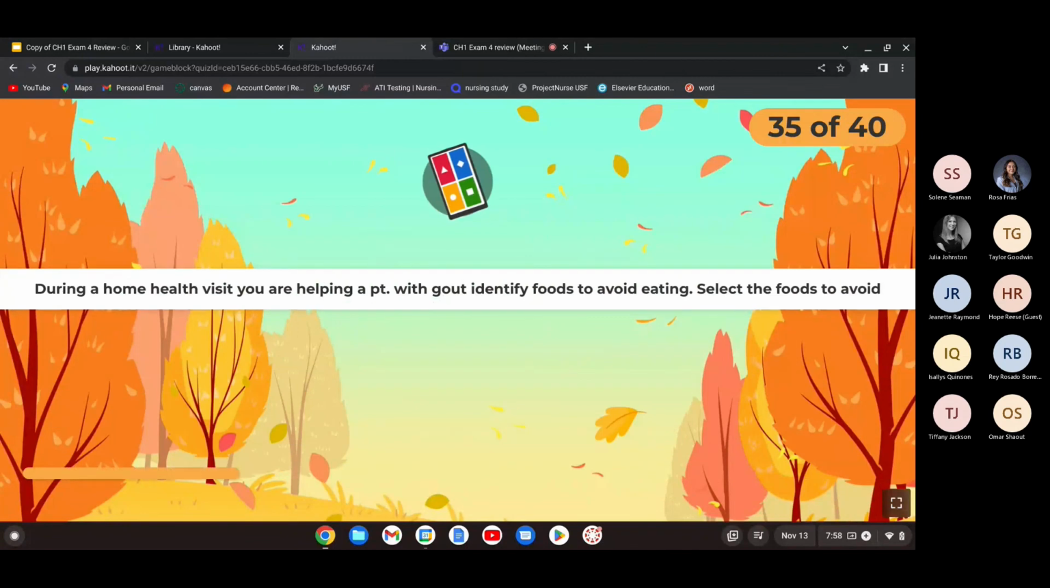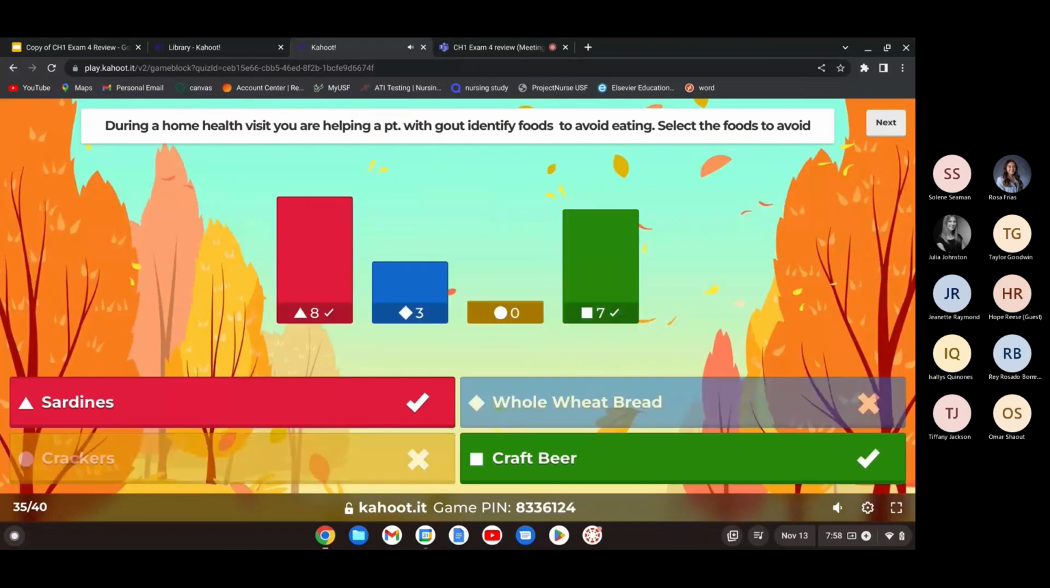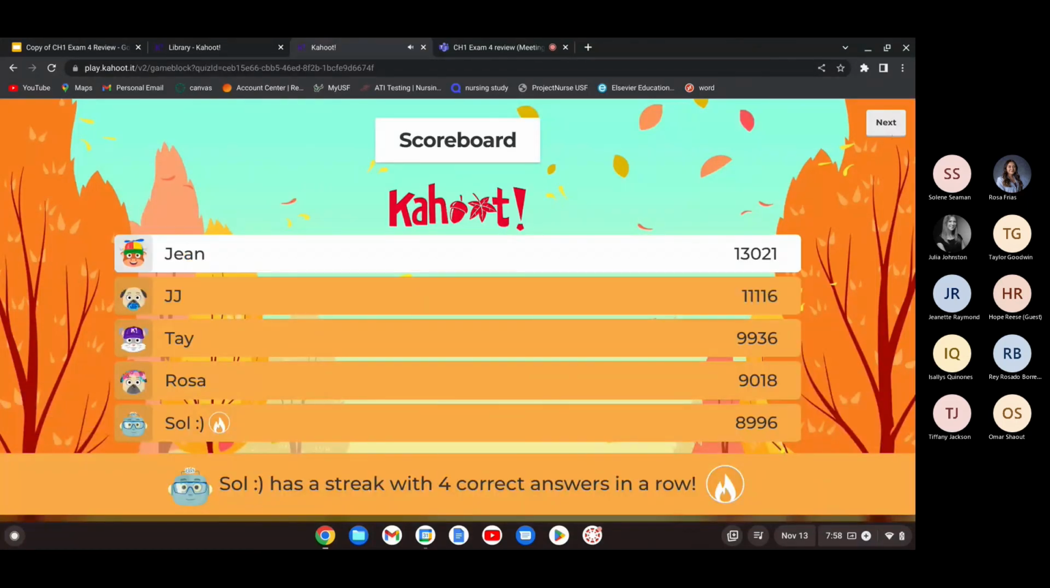This one, select all that apply. During a home health visit, you're helping a patient with gout identify foods to avoid eating. Select the foods that they should avoid. Awesome. So they should avoid sardines and craft beer. They need to avoid foods high in purines. Sorry, purines, high purines.